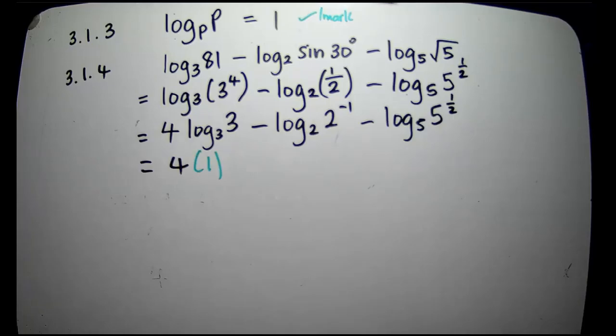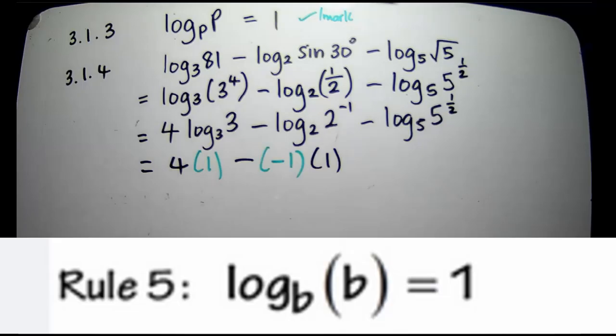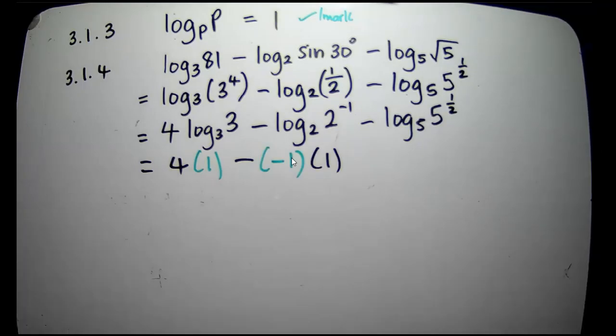And now we have 4 times 1. And then we know that minus 1 is going to come to the front. And log 2 is going to be 1, same like how log 3 was 1. Okay, now we got the half that's coming in the front. Log 5 is 1, right? Does it make sense? Right, so 4 times 1 is 4.